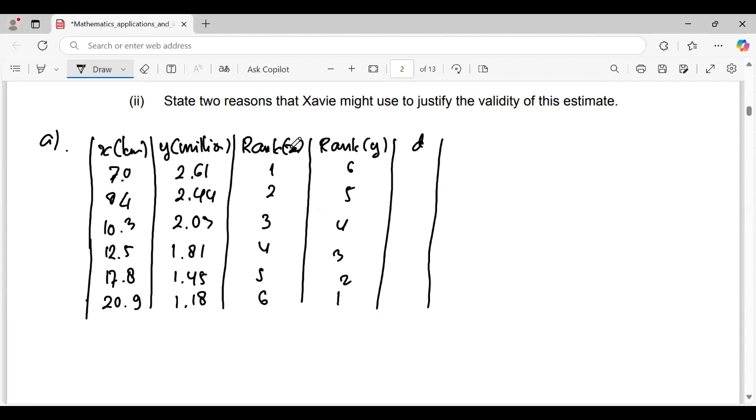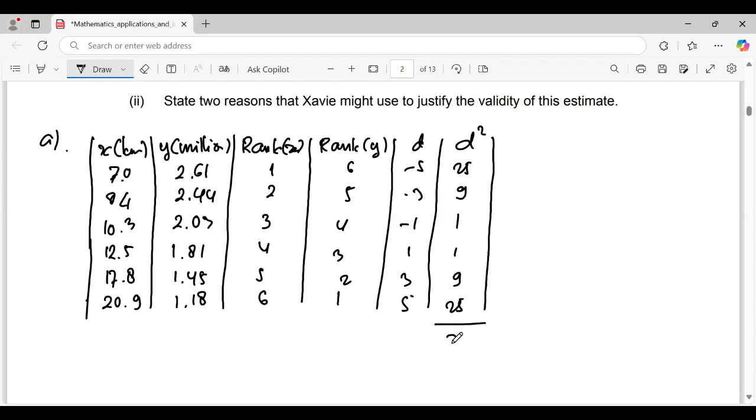After that, we are going to find d, the difference: rank of x minus rank of y. 1 minus 6 is minus 5, 2 minus 5 is minus 3, and then 3 minus 4 is minus 1, then 1, 3, and 5. And then d squared: 25, 9, 1, 1, 9, 25. So the sum is 70.